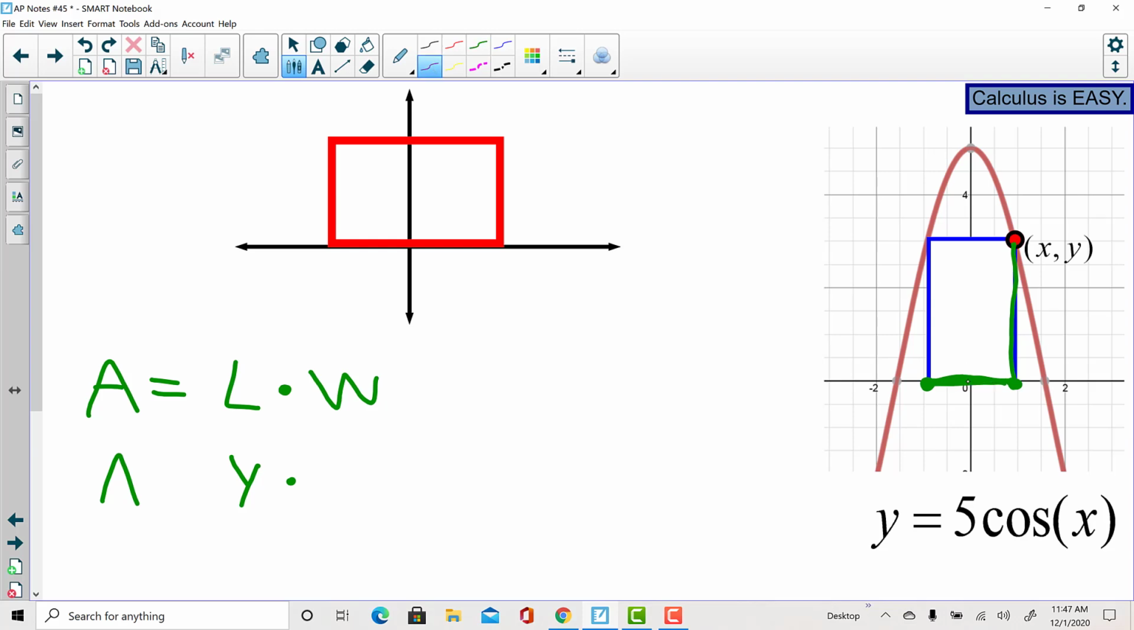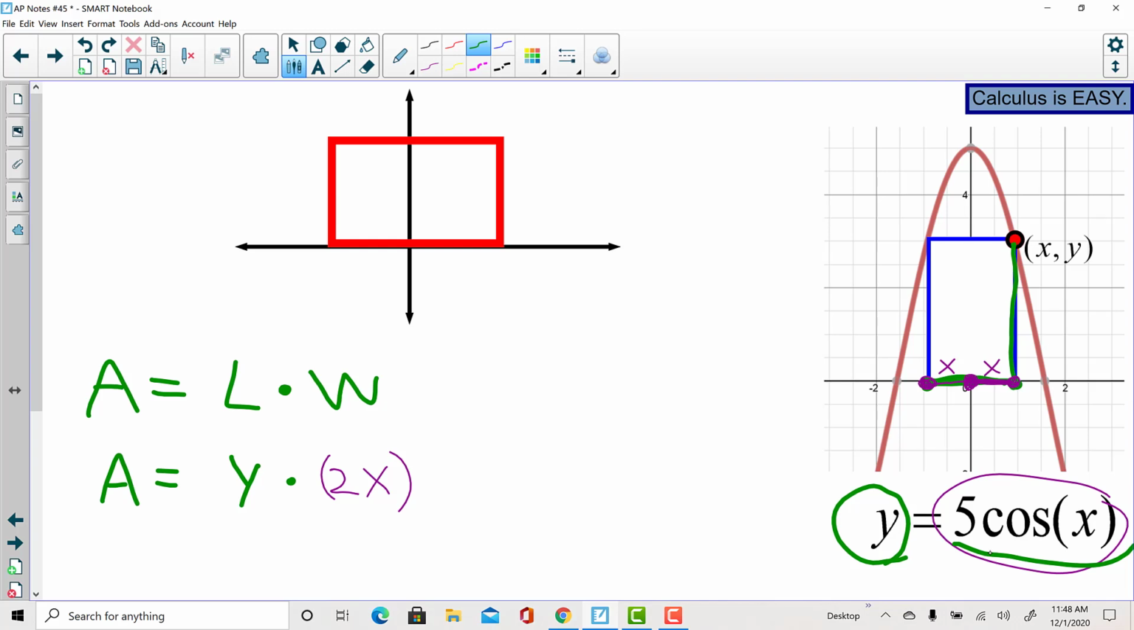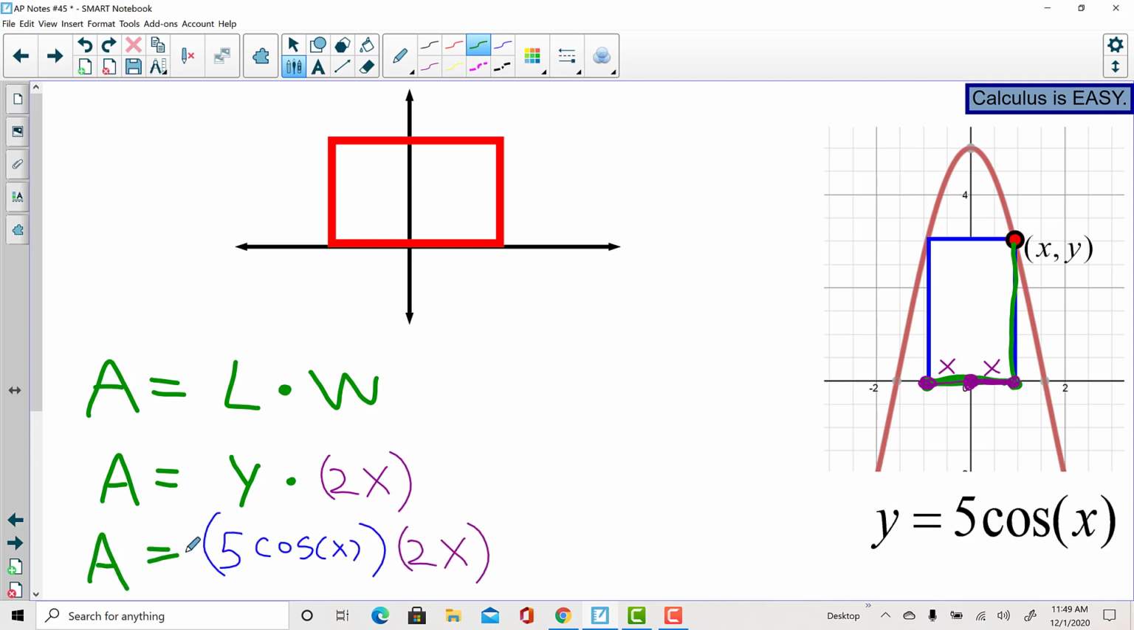Now we do know that from 0 to the right side is going to be x. Cosine is an even function, so the distance from 0 to the left edge is going to also be x. So the total distance would be x plus x, so that would be 2x. So the width is going to be 2x, and the length is going to be y. But again, we have x's and y's, so we're going to need to trade the y for our function, which is 5 cosine of x. So that's the equation for our area. That's pretty much the hard part.